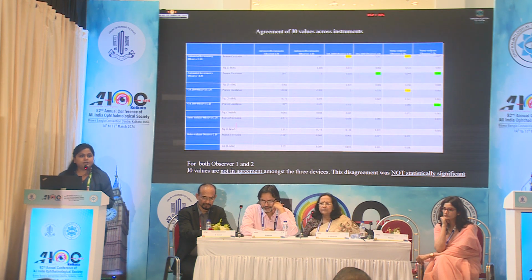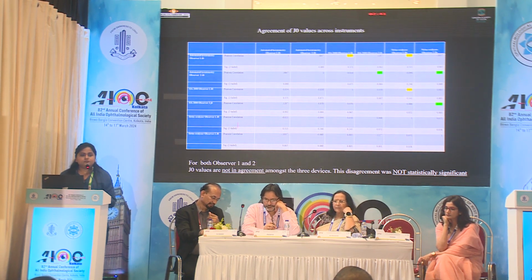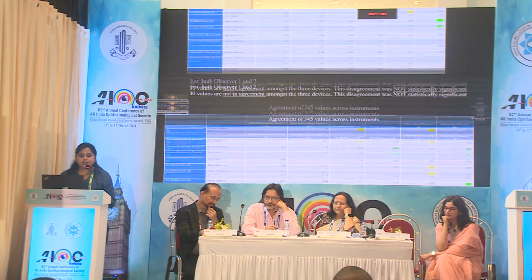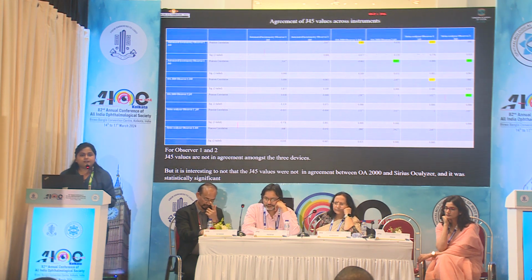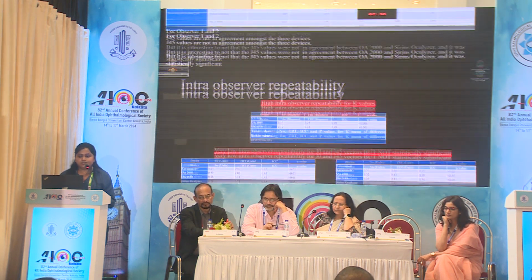The value being closer to 1 indicates agreement, and agreement of J0 values was not seen for both observer 1 and 2, and also J45 vectors were not agreeable. This indicates that the flat and steep axis obtained from the three devices are not interchangeable.